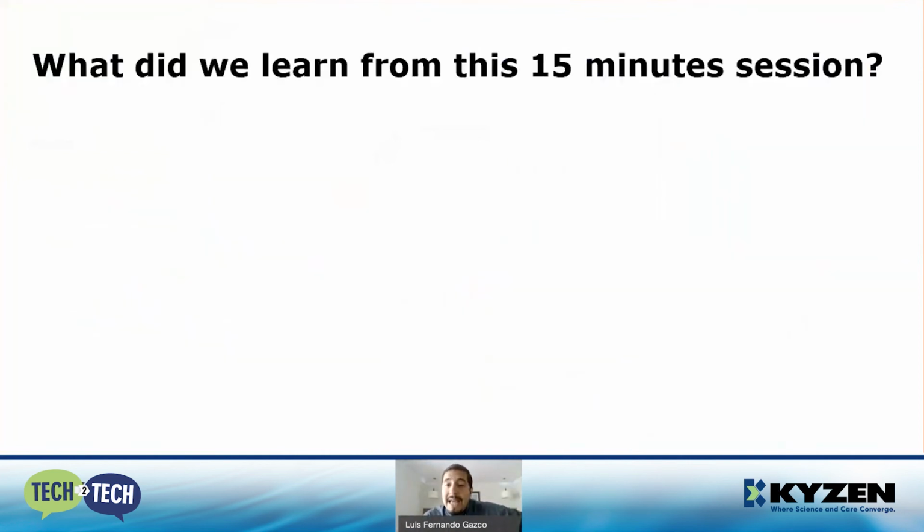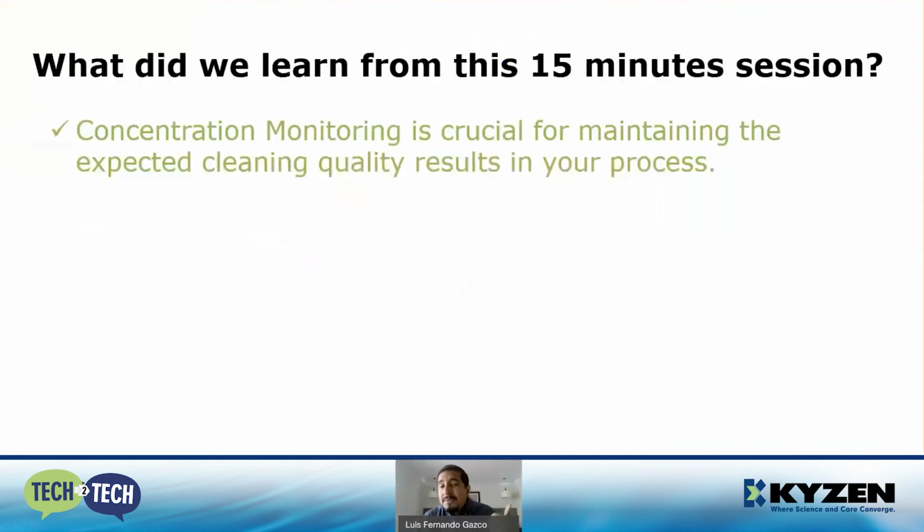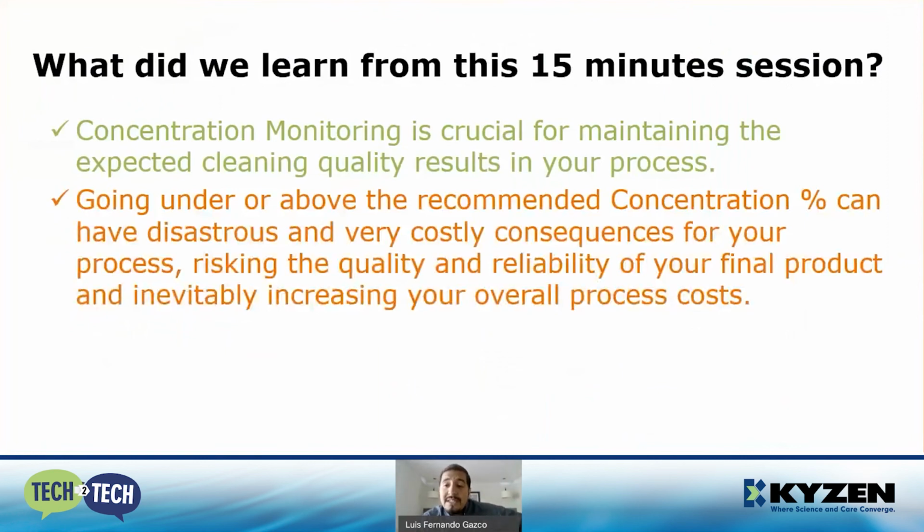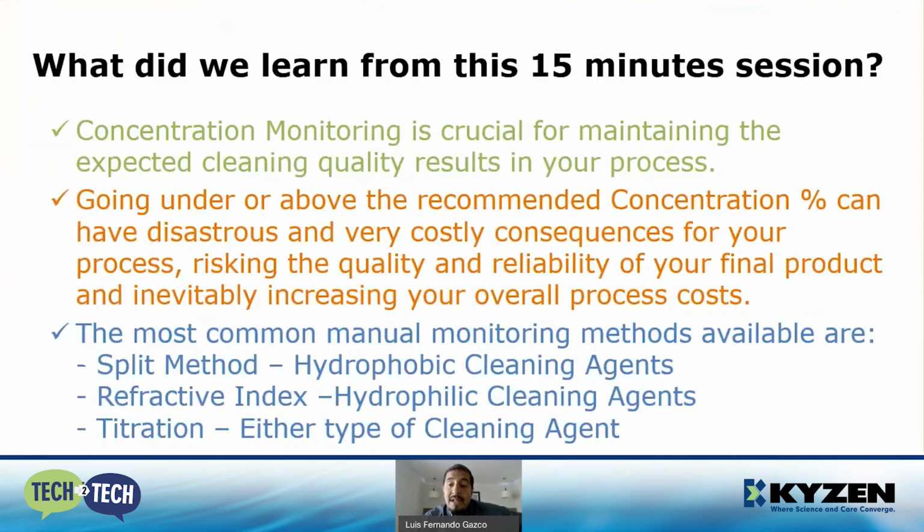We have come to an end, and the main points I'd like to share with you today are the following. First, concentration monitoring is crucial for maintaining the expected cleaning results in your process. Failing to control the process concentration percentage can have disastrous and very costly consequences for your process, compromising the quality and reliability of the final product and inevitably increasing your overall costs. The most common manual monitoring methods available are the split method for hydrophobic chemicals, refractive index for hydrophilic chemicals, and titration for both types of chemicals.